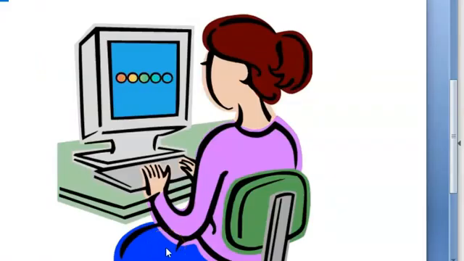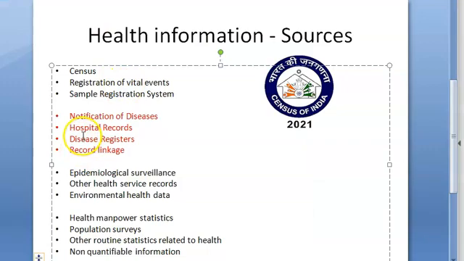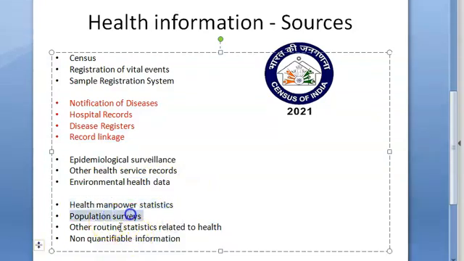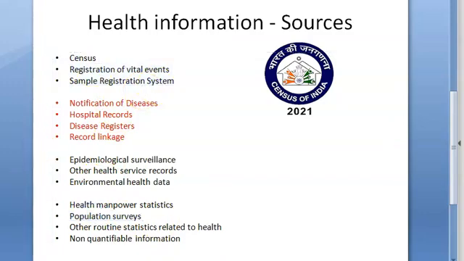It's difficult, right? Census, sample registration, then registration of vital events. Those three are one category, let us say. Then you have notifiable diseases, disease records, hospital records, record linkage. Then you have epidemiological surveillance for all these epidemics, endemics, etc. Health service records can go with these records. So just group these things in your mind so that you will know these 14 points. Environmental health data, manpower statistics, population surveys. The textbook gives it in this order. Otherwise, I would have put health service records with these records here, and put population surveys along with census here. So it's easy for us to remember all these points, right?